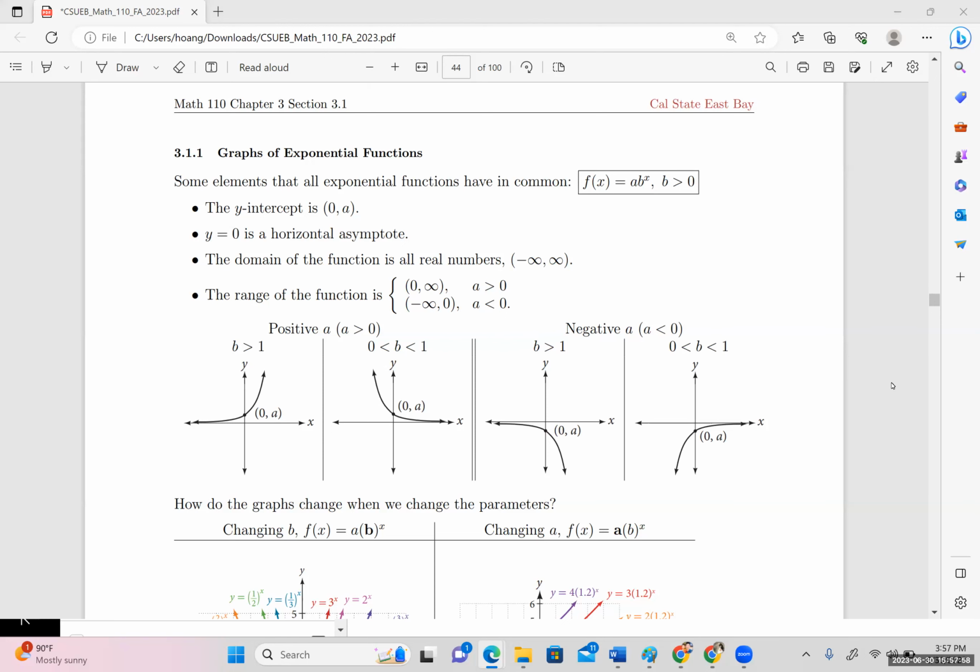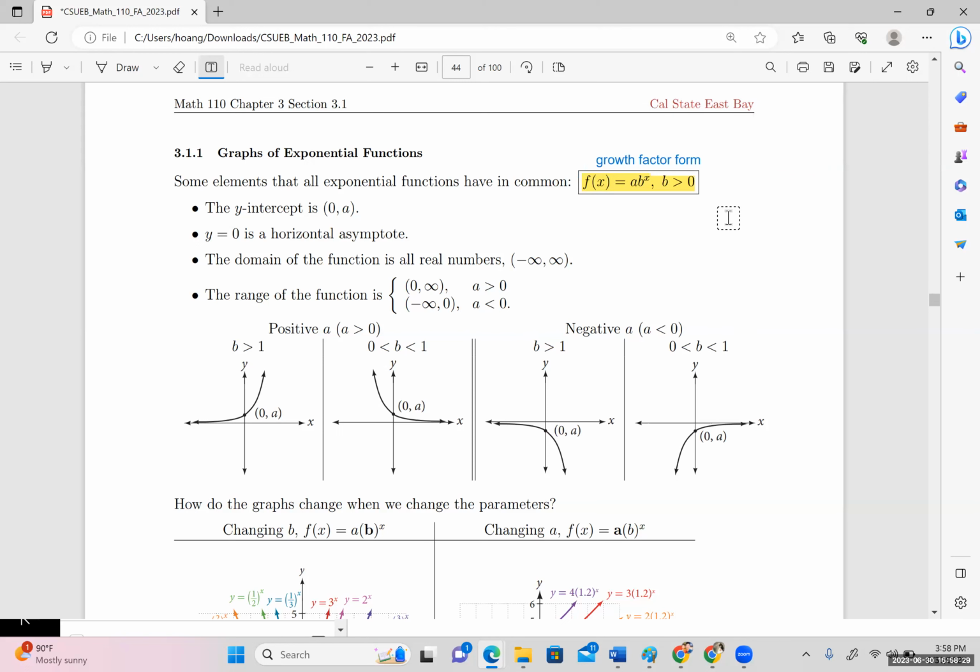Okay, so we have some elements that all exponential functions have in common, and we have the form using the growth factor form as a times b raised to x. So this is the growth factor form.